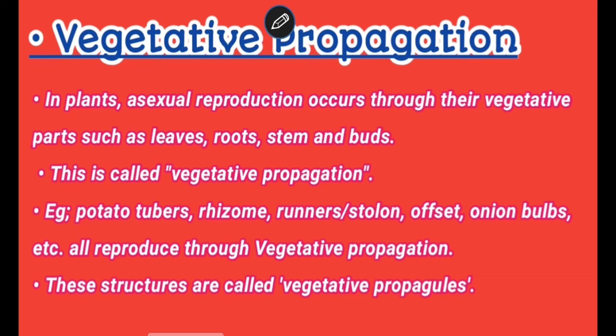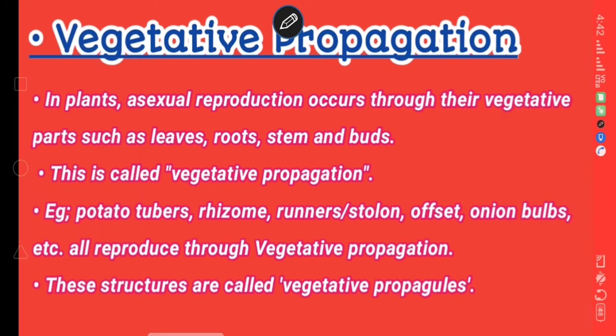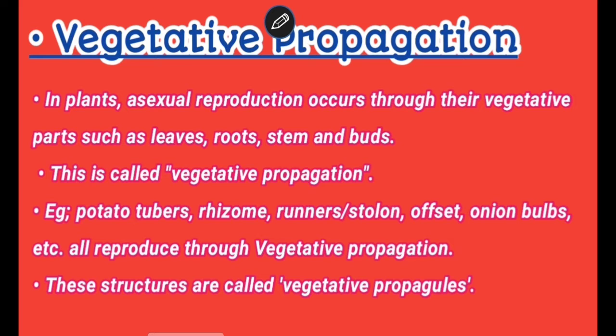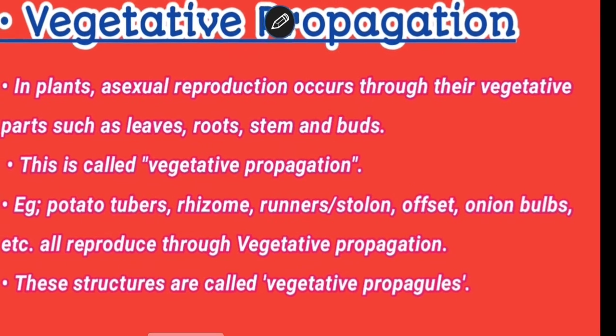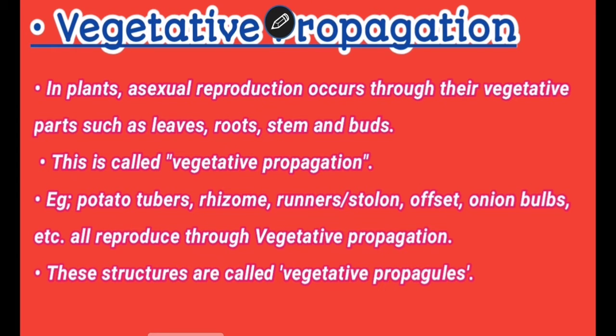So this type of reproduction is called what? Vegetative propagation. When the reproduction takes place from the vegetative parts of a plant, then it is called vegetative propagation. And what are the vegetative parts? Those may be leaves, roots and stem, or it may be buds. Examples: potato tubers, rhizome, runner or stolon, offset, onion bulbs. So these are some of the examples, all reproduced through vegetative propagation.